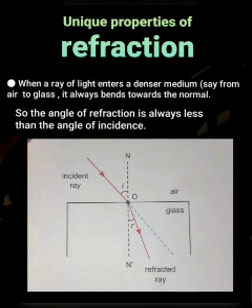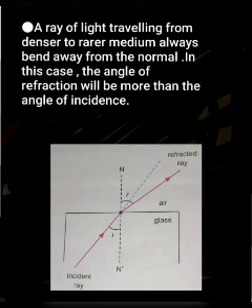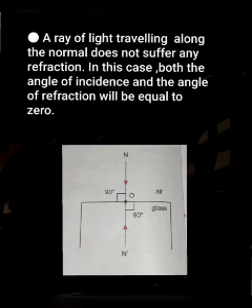Unique properties of refraction. When a ray of light enters a denser medium, say from air to glass, it always bends towards the normal. So the angle of refraction is always less than the angle of incidence. A ray of light traveling from denser to rarer medium always bends away from the normal. In this case, the angle of refraction will be more than the angle of incidence.